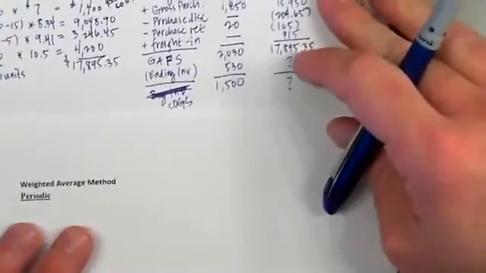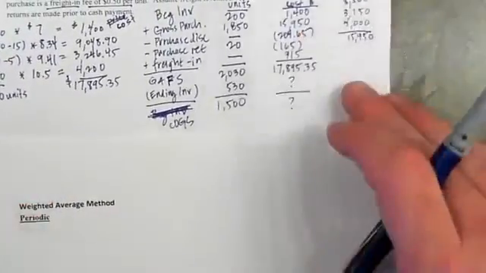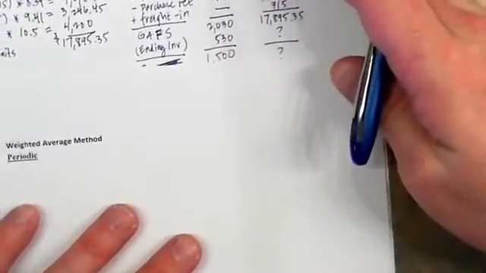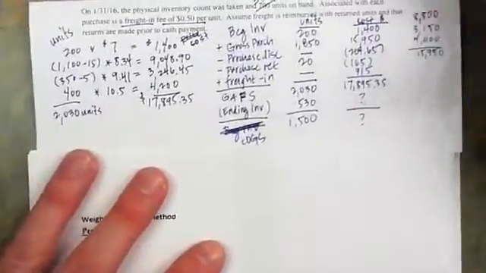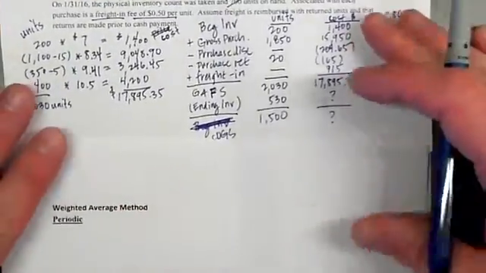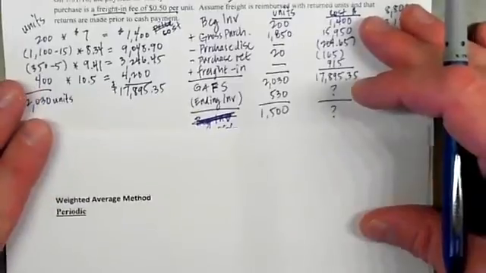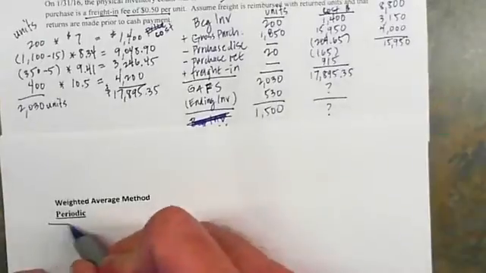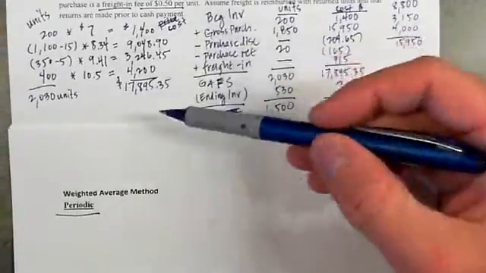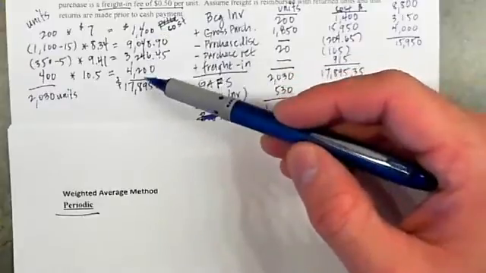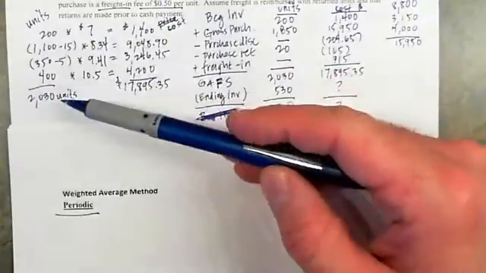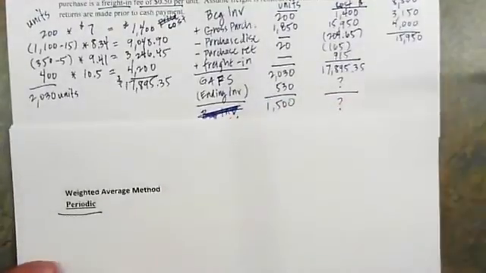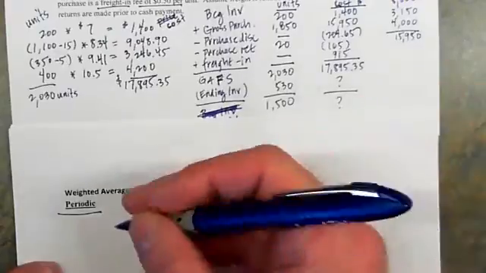So, for example, here we have the weighted average periodic method, the first cost flow method I'm going to look at. Now, remember what I said about the weighted average method: I want to get an average price point per unit. Because I'm using a periodic method, I want to consider all of the information at once. That is, all of my purchases over the period and all the units I had available during that period.